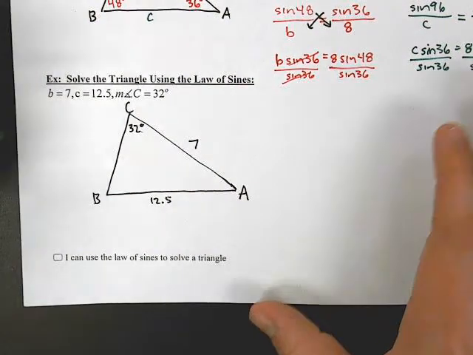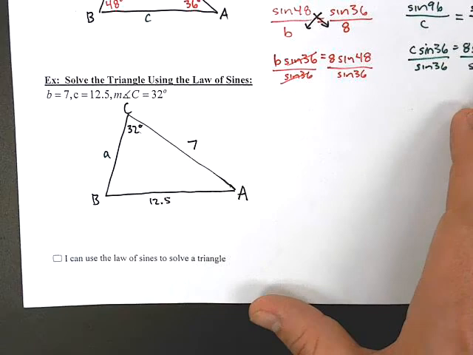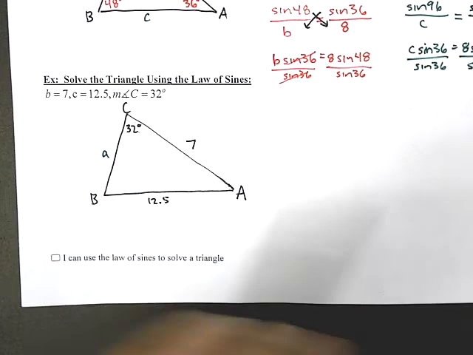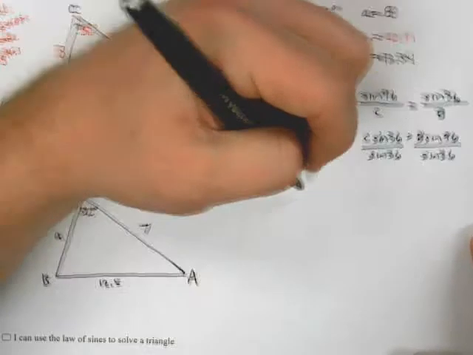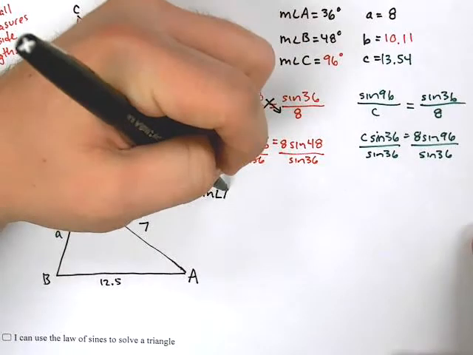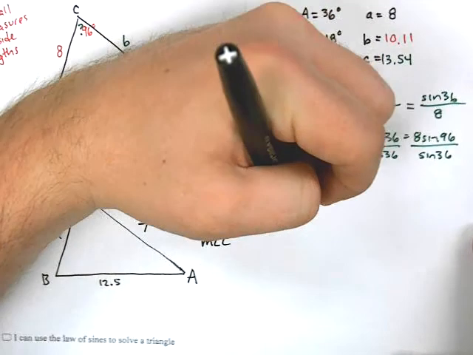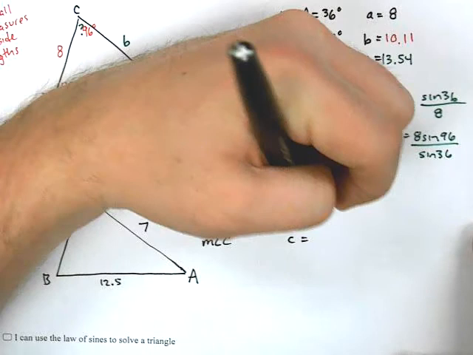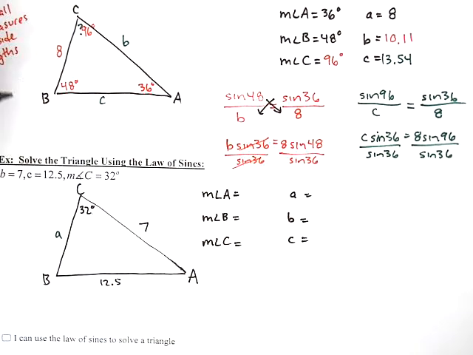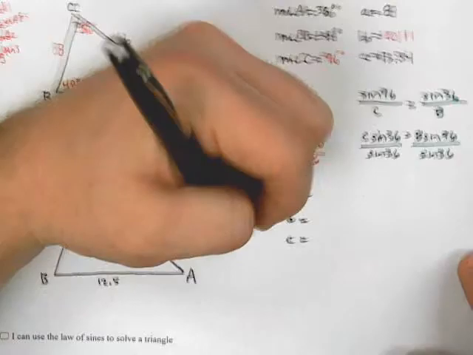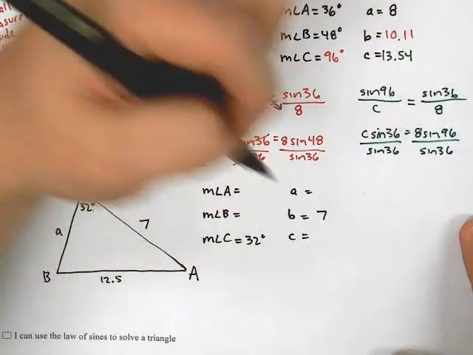So we are looking for side A as well as these two angles. So let's make our list. We're going to measure angle A, measure angle B, measure angle C. A, B, C. And let's plug in what we know already. So we know 32 degrees is C. We know side B is 7, and we know side C is 12.5.